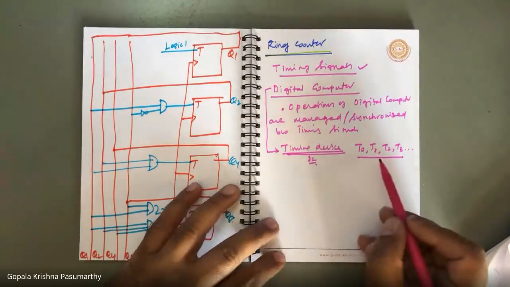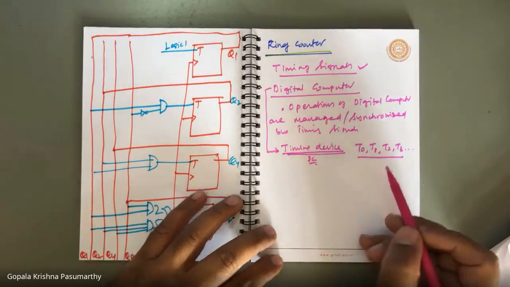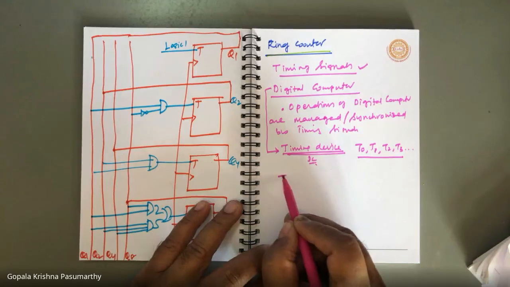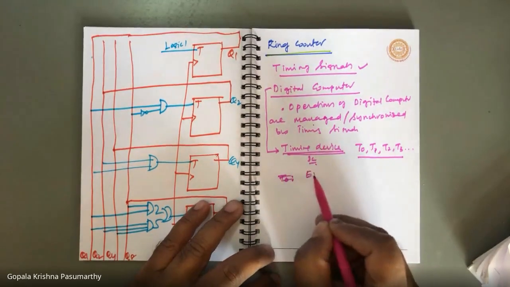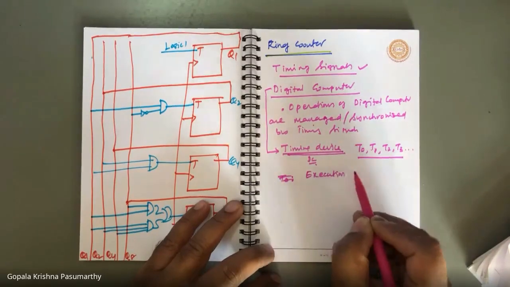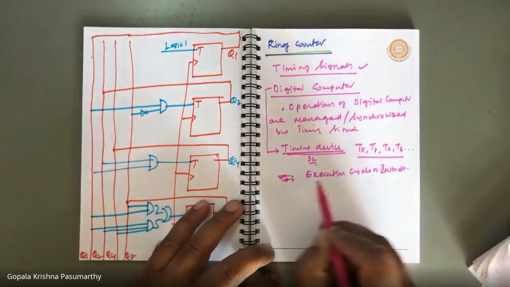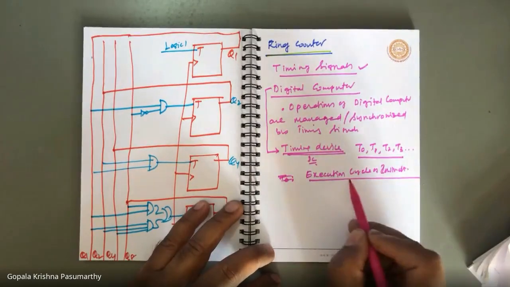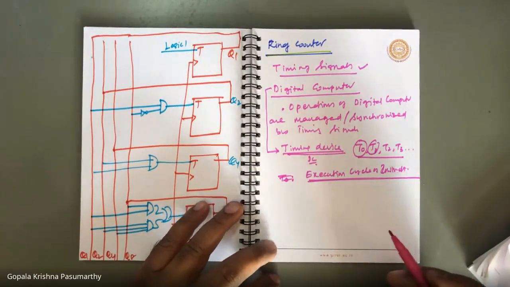T0, T1, T2, T3 and so on. The timing device will calculate. For example, during the execution of an instruction, we call it the execution cycle of instructions. This is not just for the sake of understanding timing signals, I have been telling this introductory part.